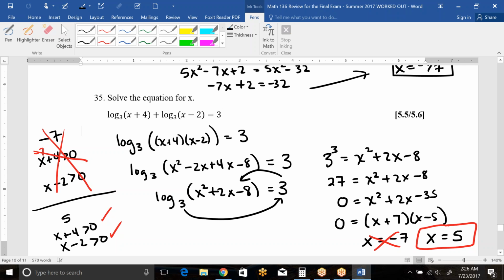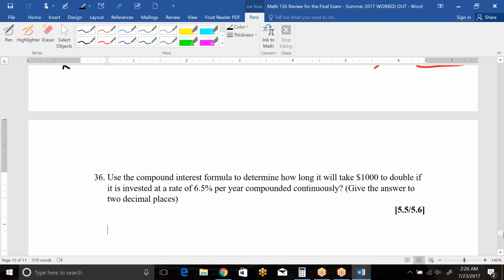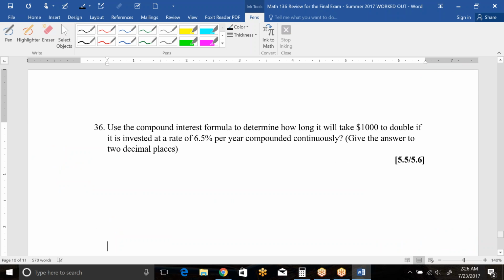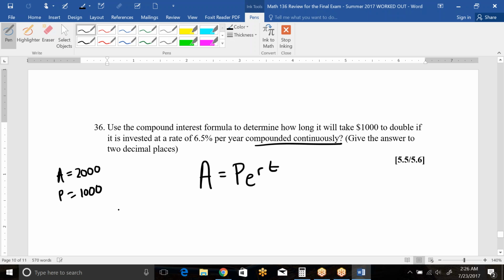And then our final question on the review is number 36. It says use the compound interest formula to determine how long it will take $1,000 to double if it is invested at a rate of 6.5% compounded continuously. Okay, so compounding continuously means we're using the PERT formula. We did learn about that last week. Doubling our money, so that means our future value is $2,000. Our present value is $1,000. Our rate as a decimal would be 0.065. And remember, we don't know the time. That's what we're solving for.